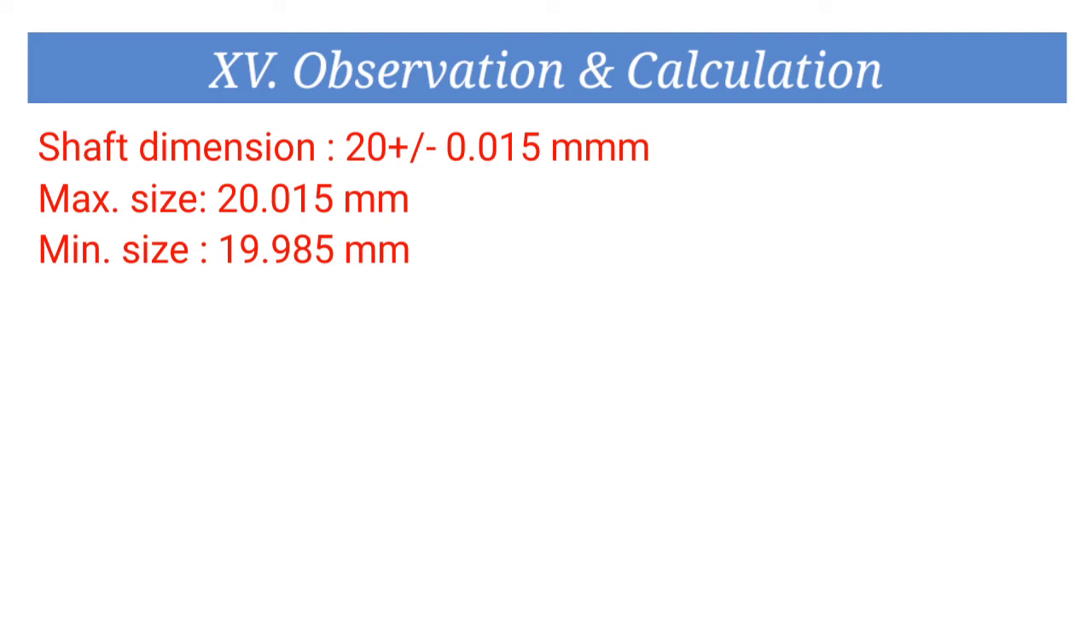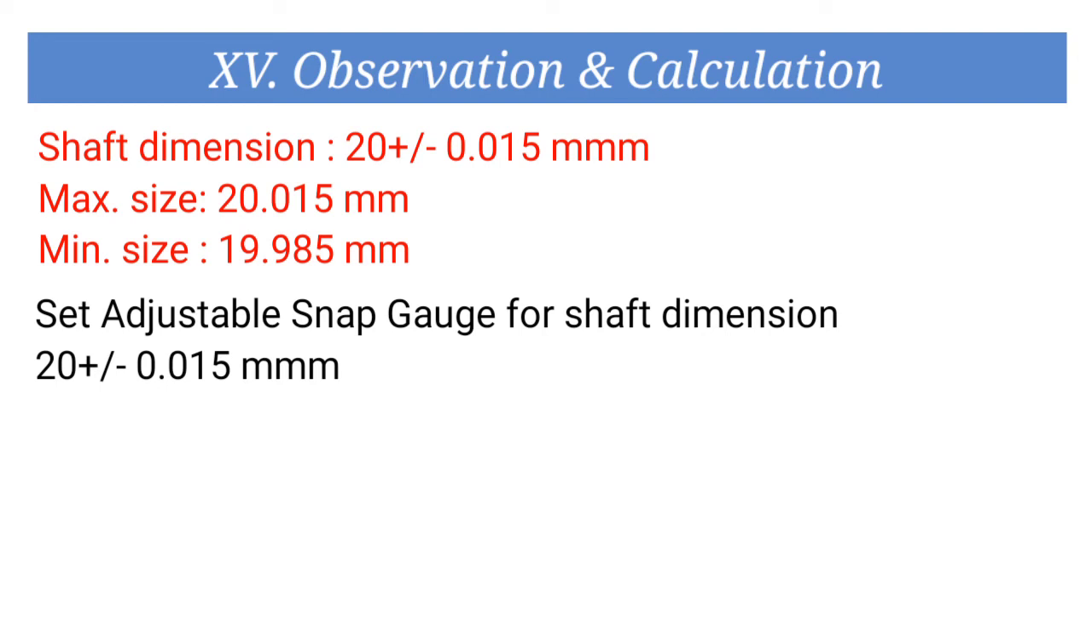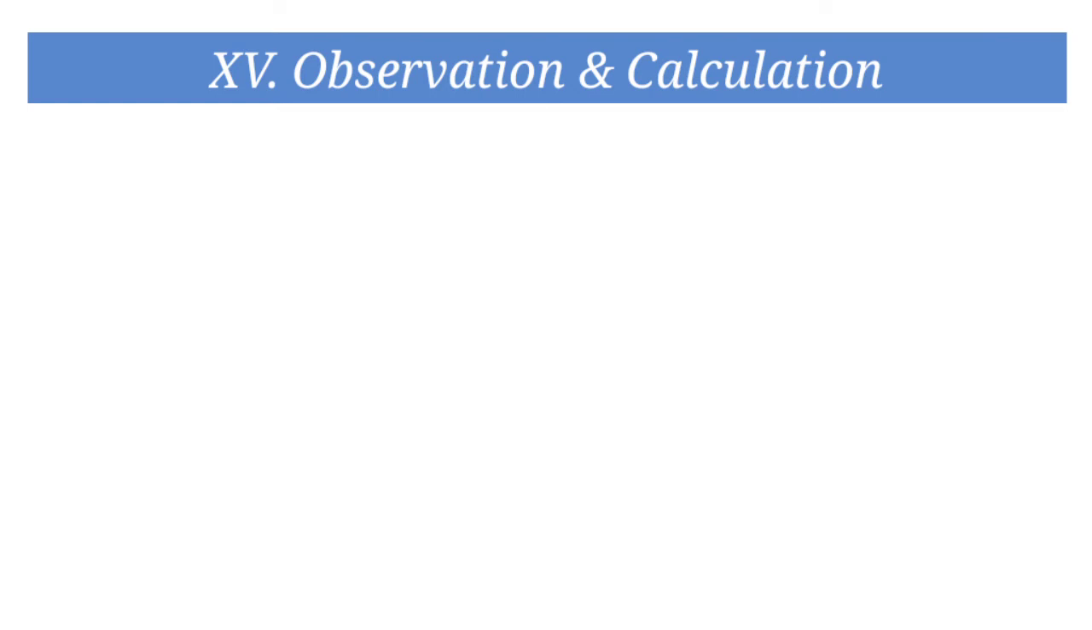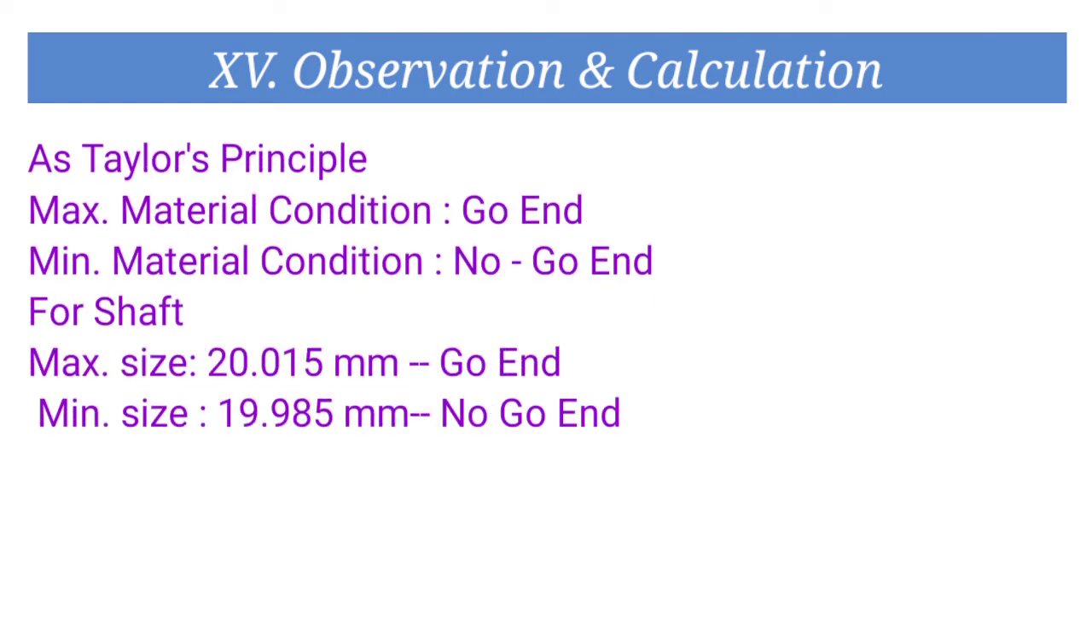As we have to manufacture this shaft in mass production, we have to set the adjustable snap gauge according to the maximum size and minimum size of the shaft. As per Taylor's principle, the go end should be assigned to the maximum material condition and the no-go end should be assigned to the minimum material condition.